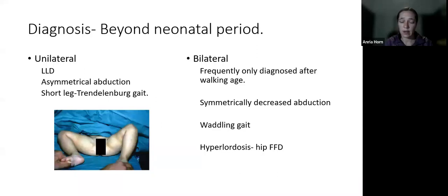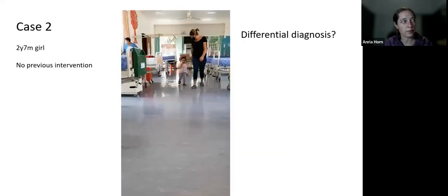Okay. So beyond the neonatal period, the diagnosis changes a little bit. Unilateral, they'll come in with a leg length discrepancy, short leg Trendelenburg gait, asymmetrical abduction, and a positive Galeazzi test again. Bilateral, often diagnosed after walking age because they're symmetrical, so they don't really notice the problem. They've got a waddling gait and a hyperlordosis. I've had more than one patient referred to me from the spine clinic because they go to the spine clinic because of their hyperlordosis, and then the DDH is picked up there because it's not picked up first. So it's just something to be mindful of.